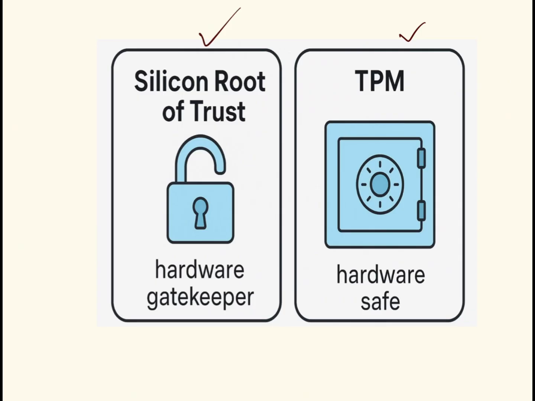So first, what problem does silicon root of trust solve? Imagine your operating system is encrypted, your disk uses BitLocker, you have strong passwords, but how does this computer know the bootloader itself wasn't modified by malware? Who checks the checker? This is where silicon root of trust comes in.